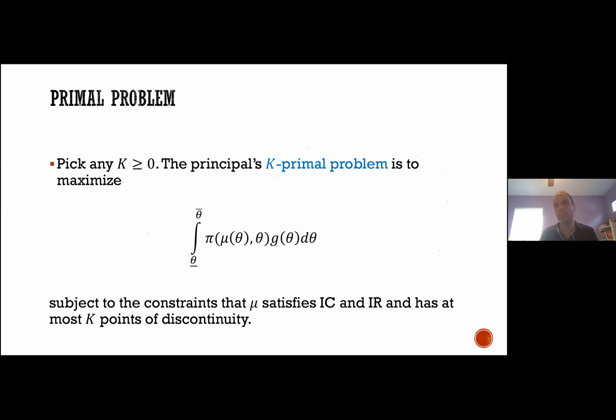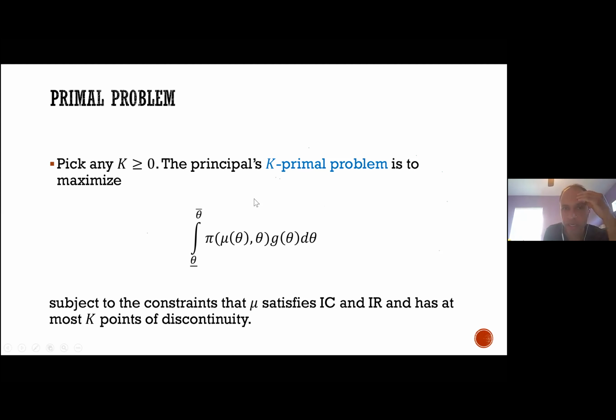But the principal says, well, let's say I only want to have 10 points of discontinuity in the mechanism. And the reason why I'm doing that is because anytime I introduce a point of discontinuity, I need to basically remove a portion of the action space that can be allowed. So I need to have a finer and finer contract, and such a fine contract perhaps might not be feasible in that sense.